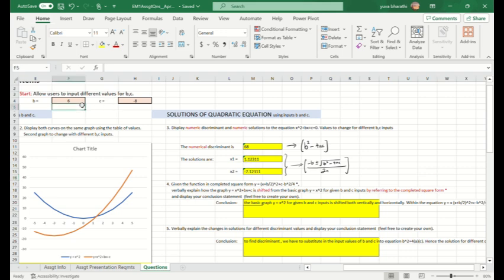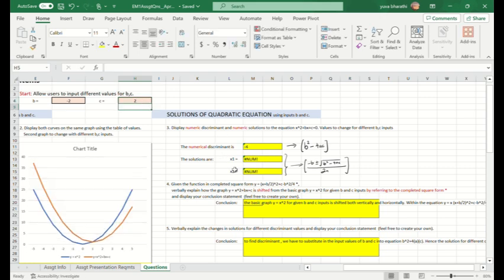One thing to note is that if your discriminant value is a negative number, you will not get x1 and x2 values, so this is what you would get.